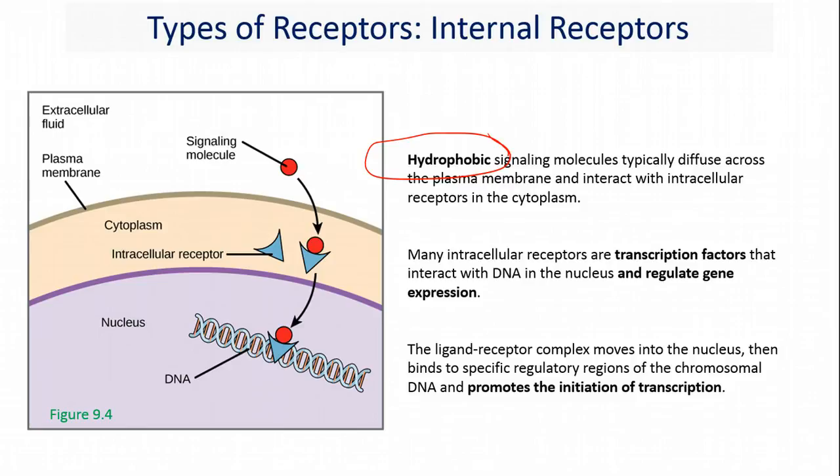And the way they regulate gene expression is the signal molecule will bind the intracellular receptor. That signal molecule intracellular receptor combination will then diffuse into the nucleus and promote the transcription of DNA into RNA.